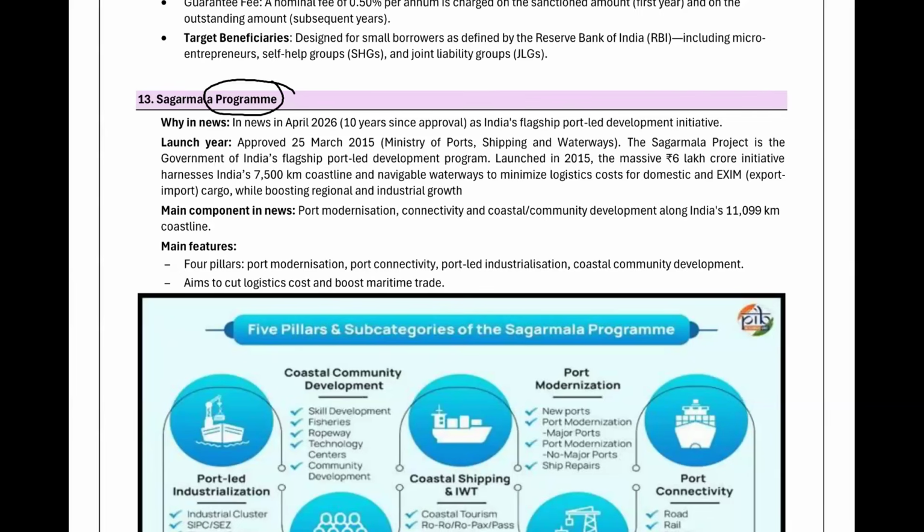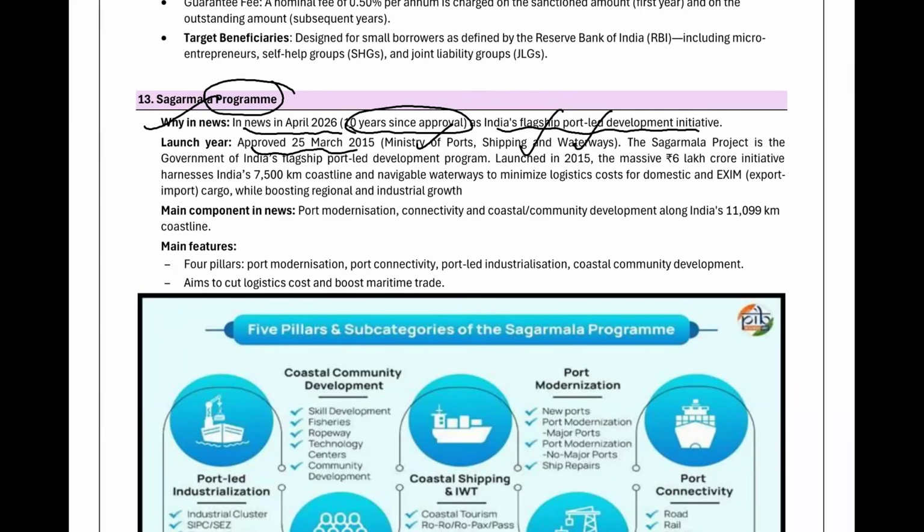So please try to first note it down. Why is it in the news? Because in the news, April 2026, 10 years since approval. So surely a question can be framed from this as India's flagship port-led development initiative. There are different ministries coming under this program. Which ministries are there? Please note it down: Ministry of Ports, Ministry of Shipping, Ministry of Waterways are there in it. Are you getting my point? Write down the launch year: approved on 25th March 2015. 10 years have been completed.